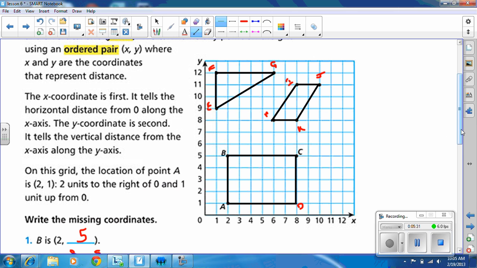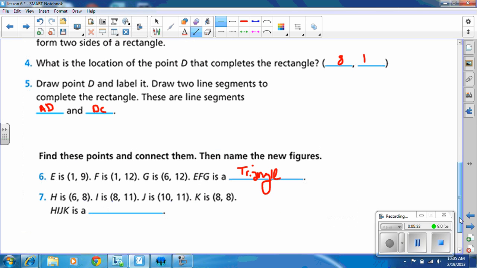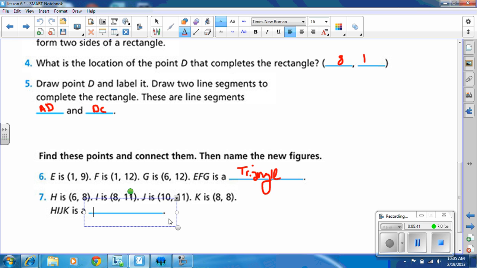So you have a parallelogram. So you're going to come back down here, and you're going to write that your shape is a parallelogram. Okay. Alrighty, so parallelogram. Let's move forward.